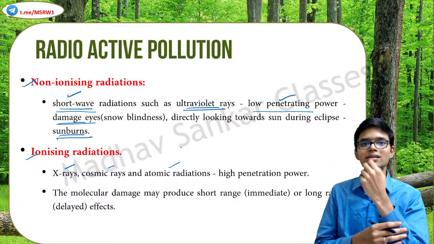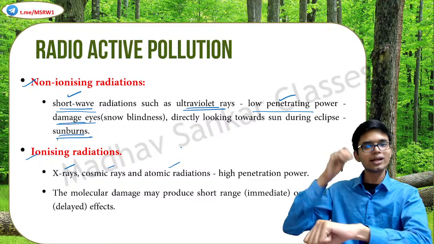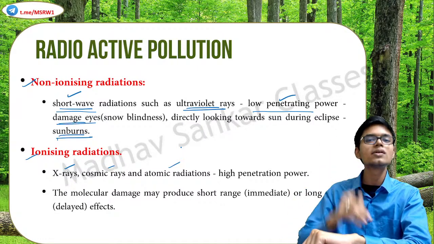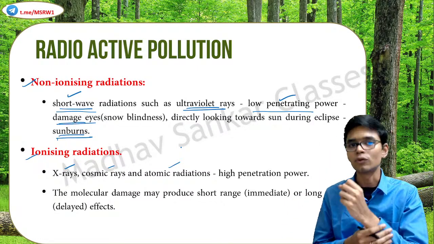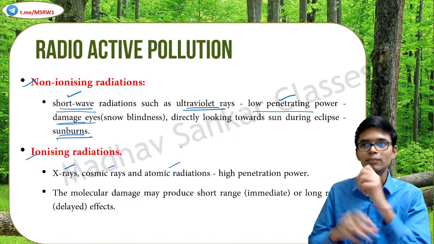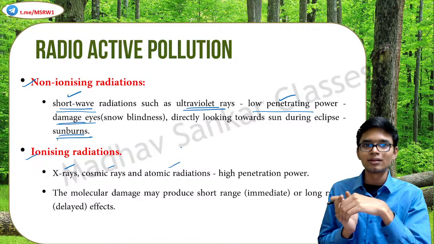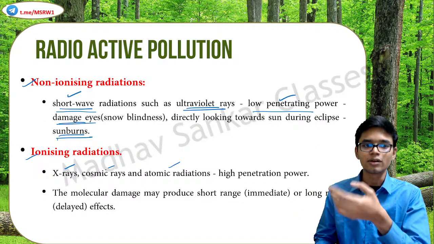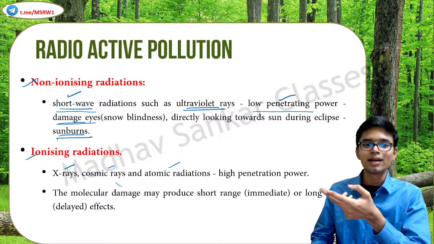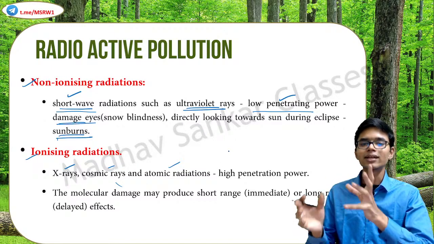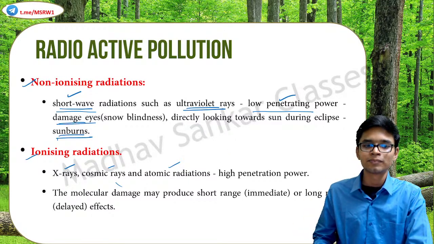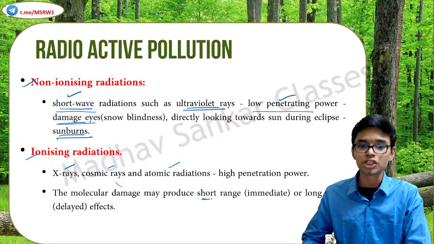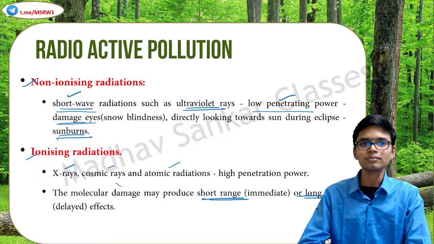Correct? Your skin doesn't appear there because these radiations can pass through and penetrate through our skin. It is blocked only by the bone. That is why bone is very visible. Clear? So X-rays have a higher penetrating power. So X-rays, similarly cosmic rays, atomic radiations, all these are examples of ionizing radiations. The molecular damage may range from short range to long range.